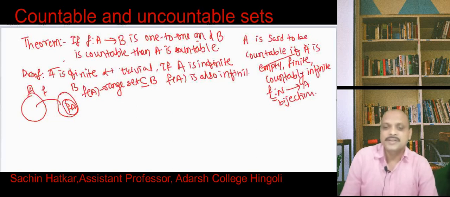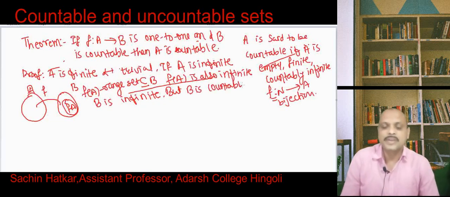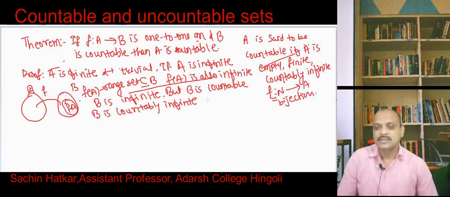but f of A is a subset of B. So this shows that B is infinite, since it has an infinite subset. B is infinite but B is countable, so this set B is countably infinite. If B is countably infinite, by the definition of a countably infinite set, there is a 1 to 1 correspondence between the set N and the set B.